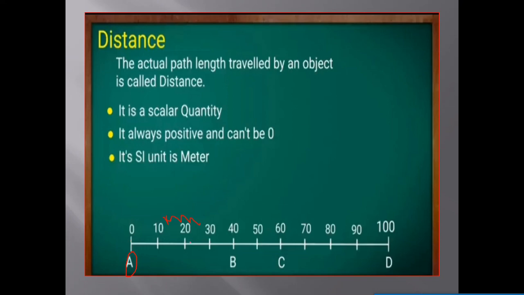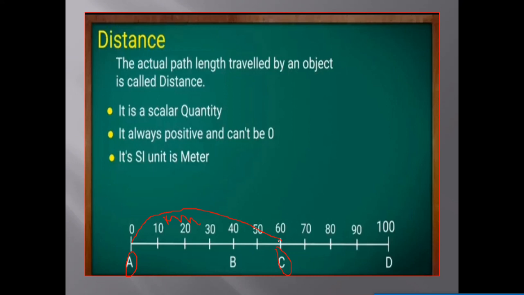Again from 10 to 20 is 10 kilometers. Like that, if I count from A to C, I'm going to get 60 kilometers. So if I start from A to C, then the length travelled is 60 kilometers. Now again that object will move backward.